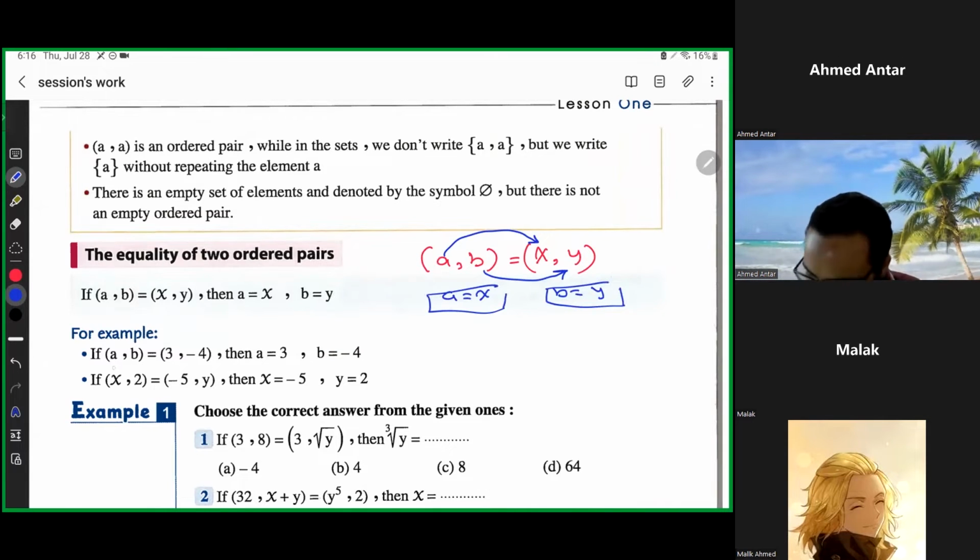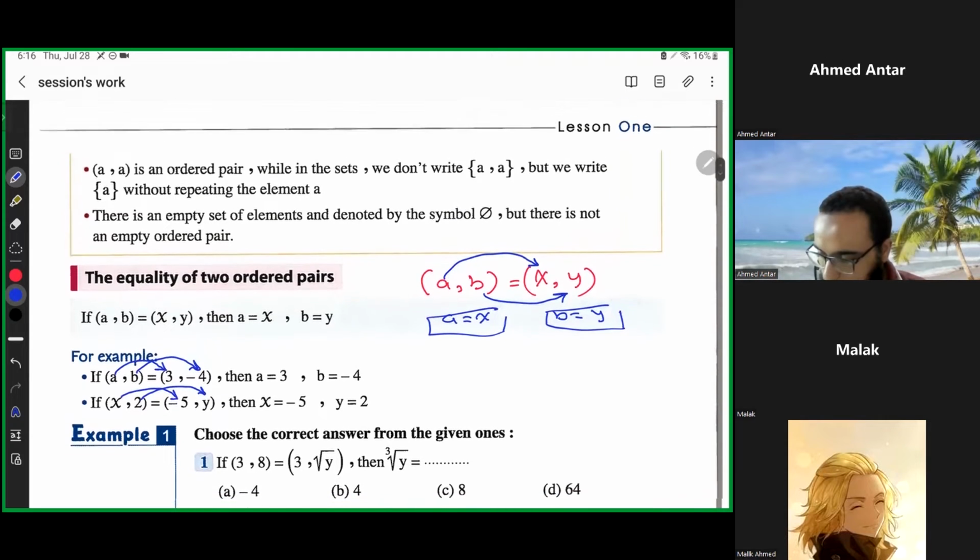So if you have a question like that, if A and B equals 3 and -4, then the A equals 3 and the B equals -4. You have a question like that, X and 2, -5 and Y. So the X is -5 and the 2 is the Y, and so on. Let us take an example for that.